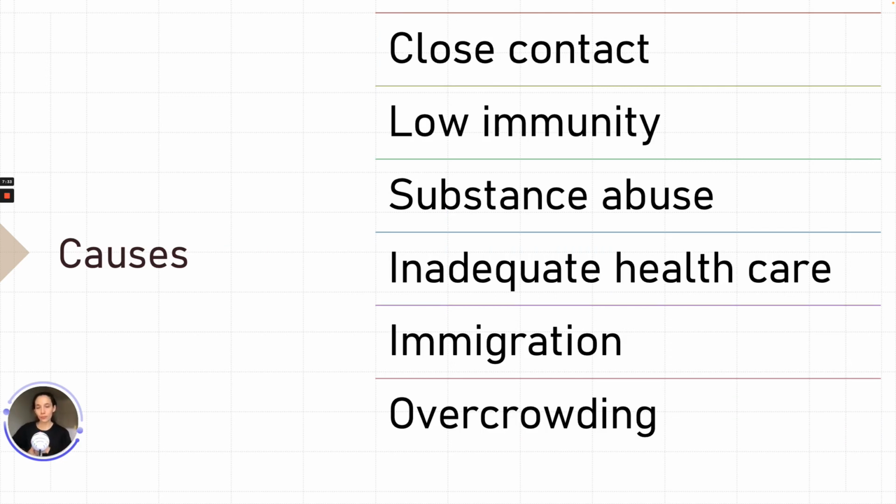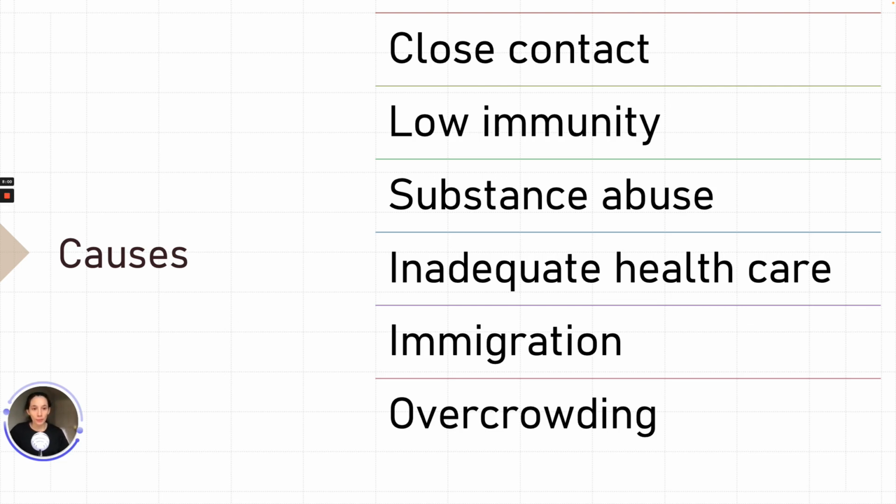So, causes of tuberculosis include close contact with someone who has TB and a low immunity. If someone is immunocompromised, like those with HIV, cancer, or organ transplants, they are at an increased risk. Individuals with substance abuse, specifically IV injection drug use, and alcoholics have a greater chance of acquiring tuberculosis.